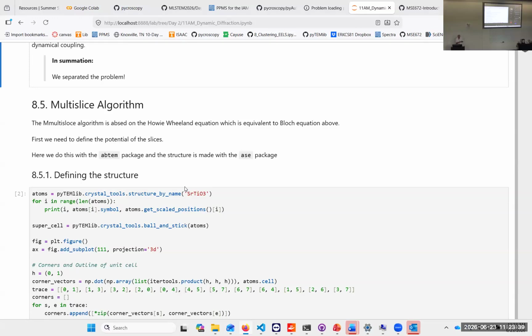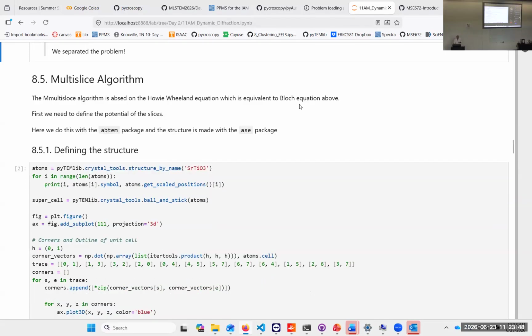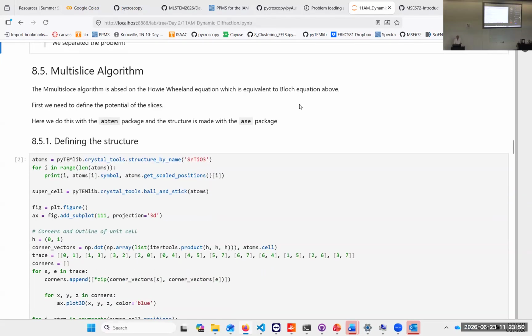And so the multislice is relatively straightforward. And we can do that with the diffraction that we already introduced in the first lecture.